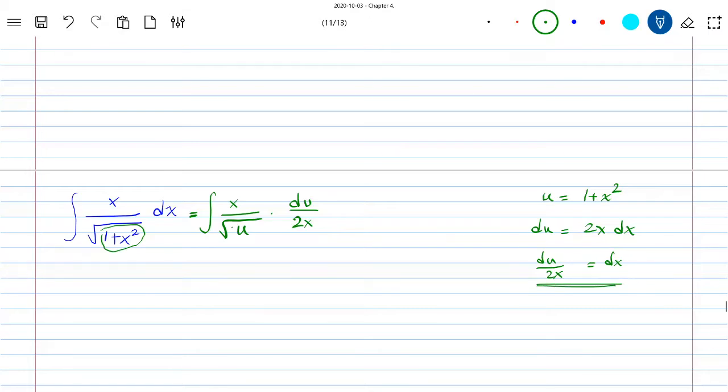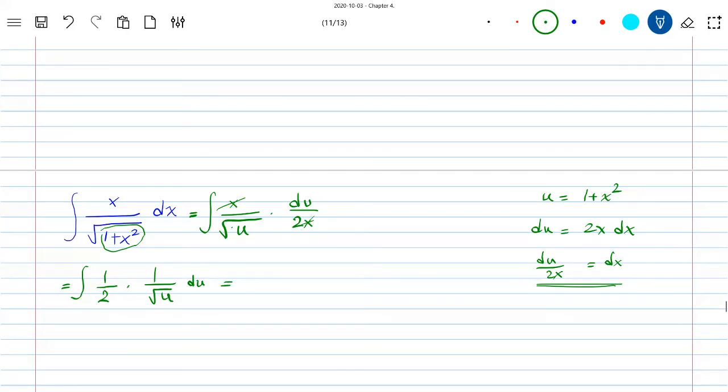dx is du divided by 2x. And now you notice that the x's will cancel out. Normally, after this substitution, you should end up with one variable. If you still have multiple variables, that means your substitution was not correct, or the method of substitution does not work in this way. Okay, so what is left is 1 over 2 multiplied by 1 over square root of u du. And you notice everything is in terms of u.